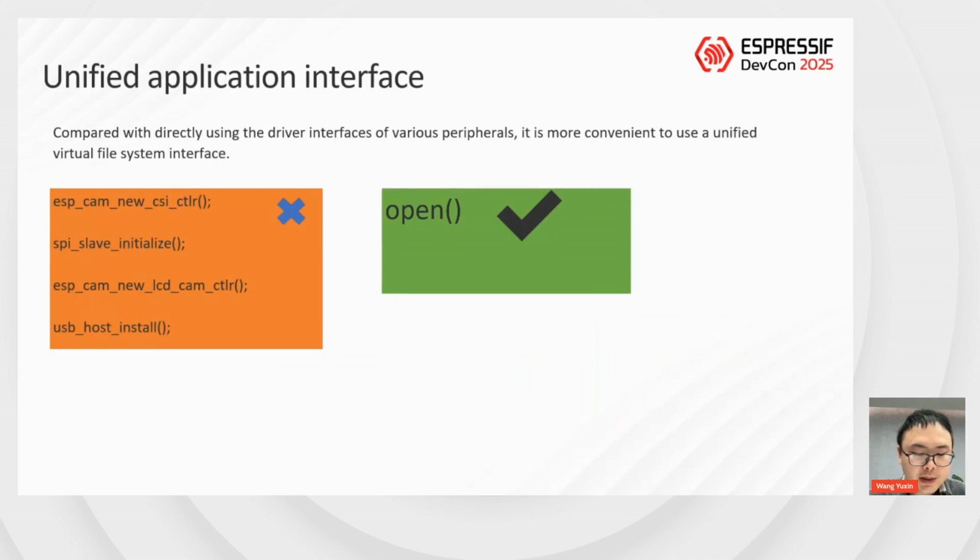esp-video solves this by unifying those complex interfaces. You simply call the open function to open the camera. This approach is much simpler and more universal than directly operating low-level drivers.